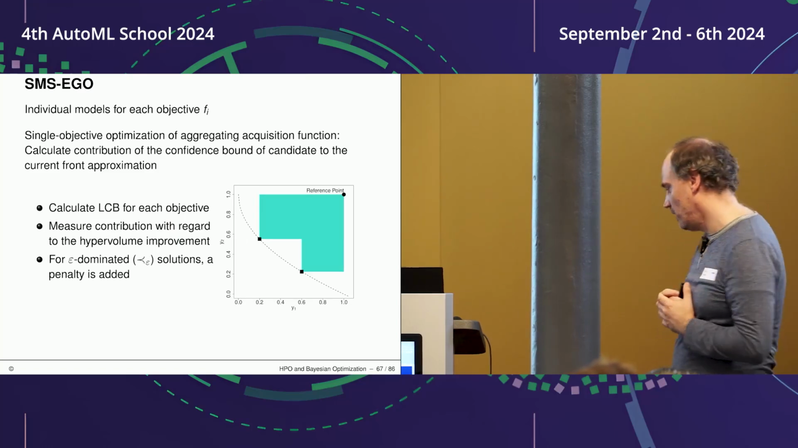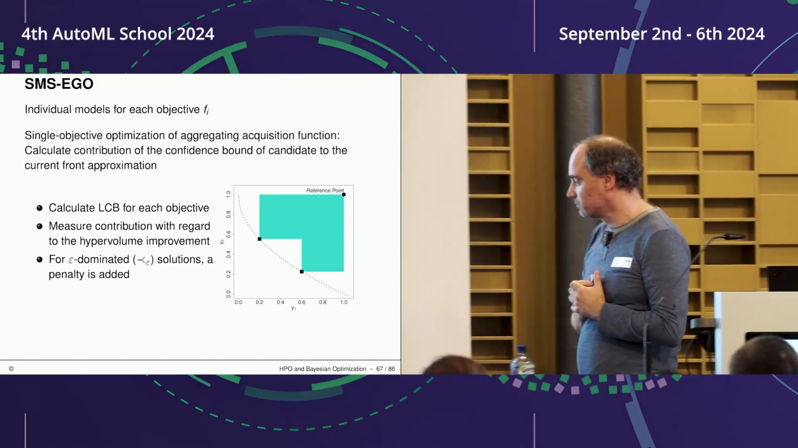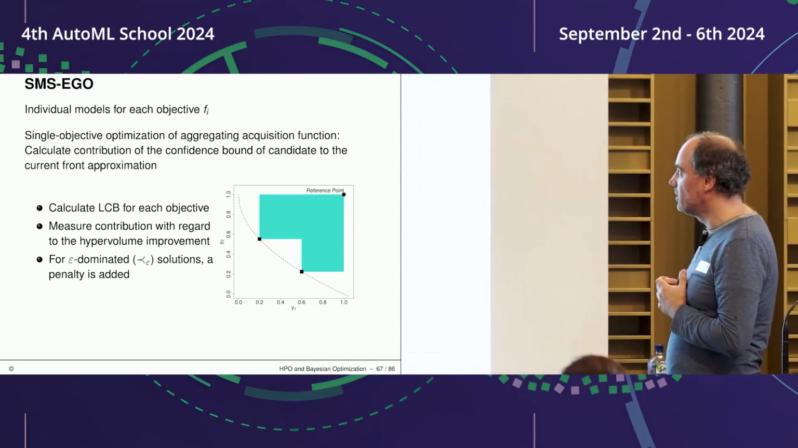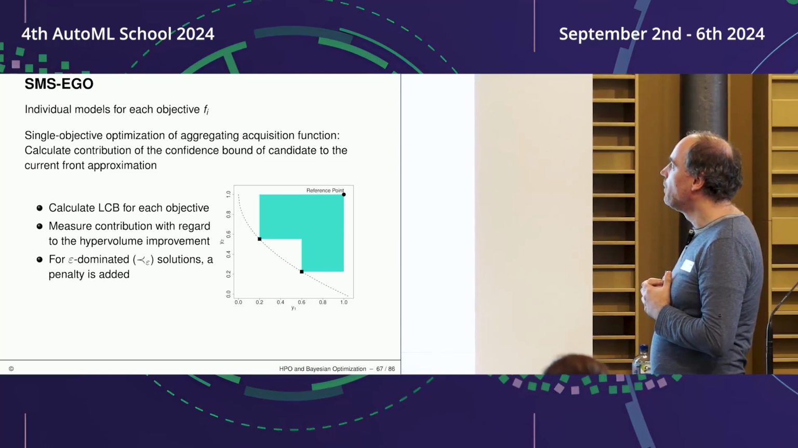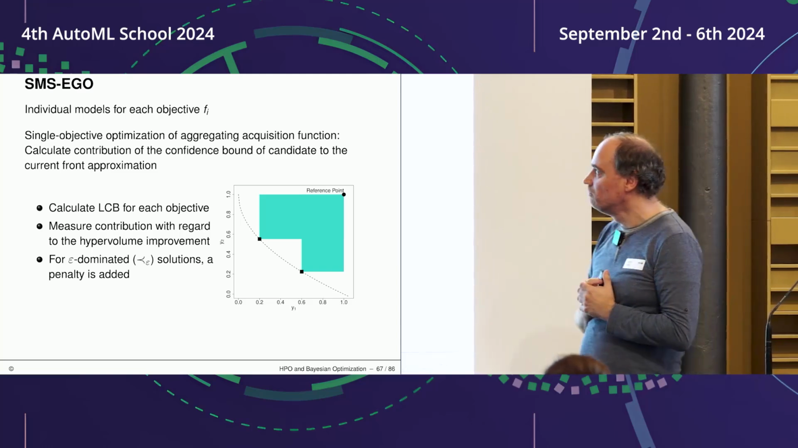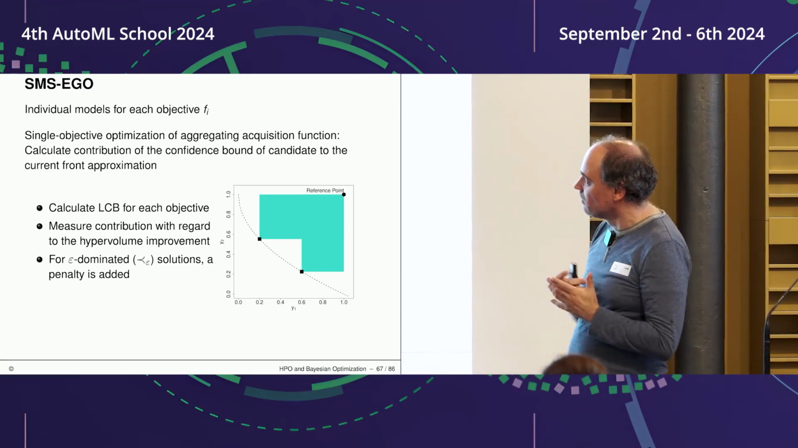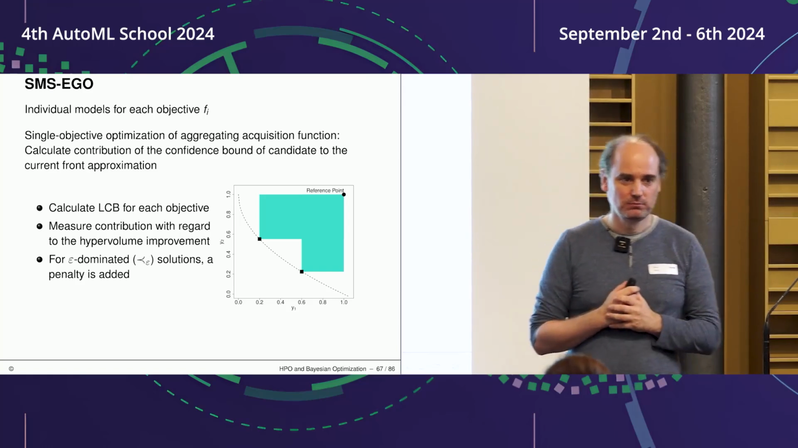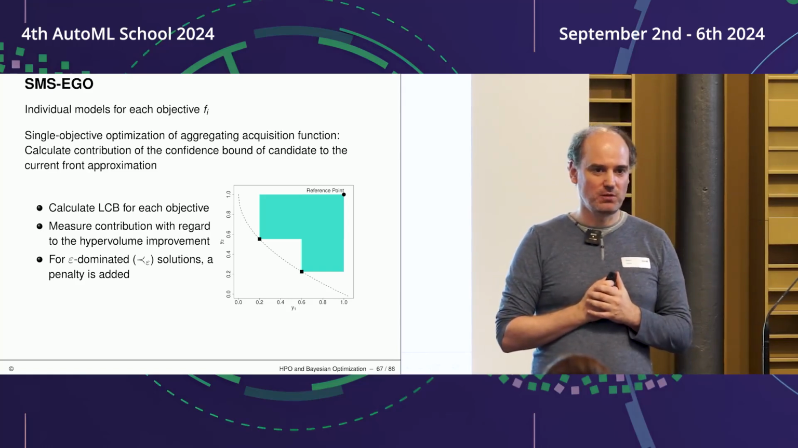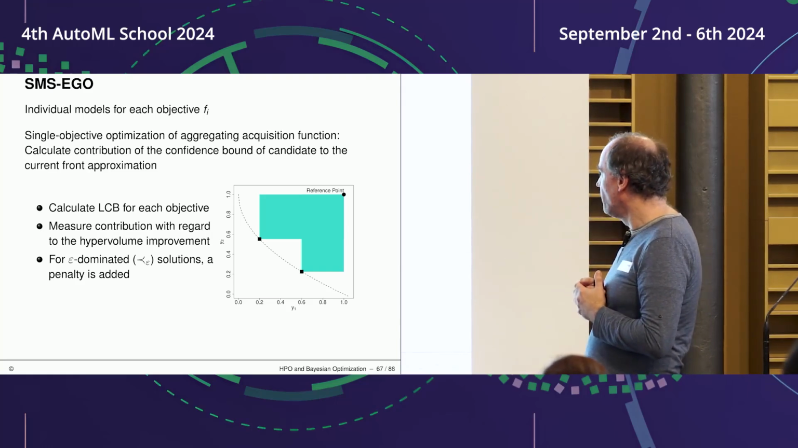Last thing, you could call the other thing a little bit more heuristic. This is maybe a little bit closer to, I don't know, mathematically being well-founded. This is SMS-EGO. So the S is here again for the S metric. So in a certain sense, hypervolume-based EGO. EGO is an old word for Bayesian optimization, okay? So how would that work?